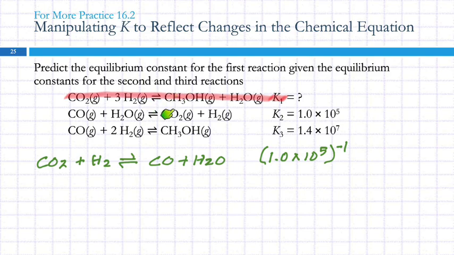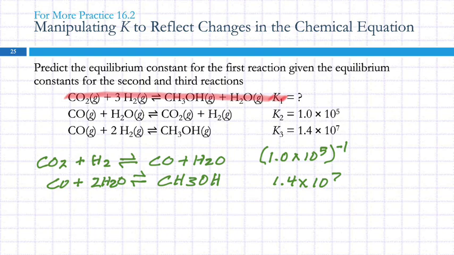Up here I have methanol as a product. This one has methanol as a product. Let's add that one in there. Did I do anything to that equation? No. So what happens to its rate constant? Stays the same. So that's still 1.4 times 10 to the 7th. So when I add these two together, the COs cancel out. The 1 H2O here cancels 1 down there.